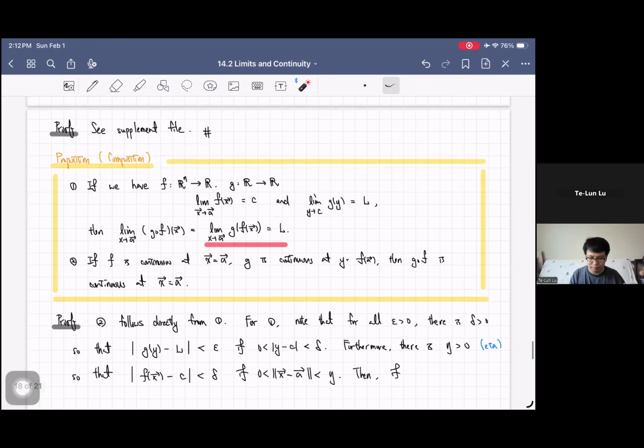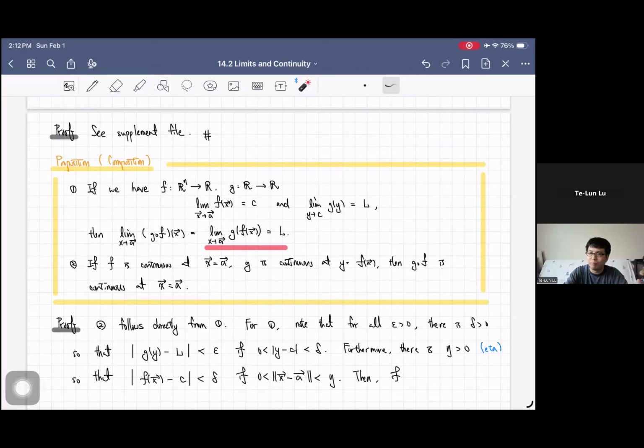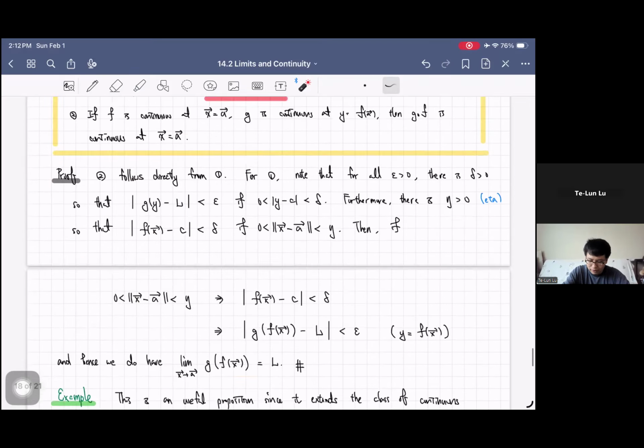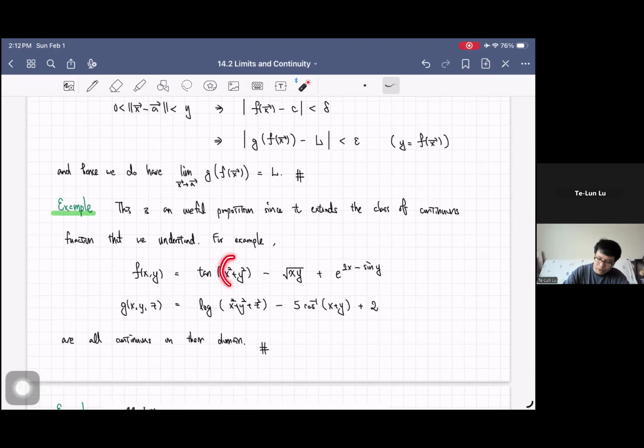So why is this useful? As I mentioned before, we know that multivariate polynomials, say x squared plus y squared, x squared minus xyz, those are continuous functions, right? However, you cannot generalize tangent, log, exponential, those things into a multi-dimensional version. However, we can do a composition, right? For instance, we know that x squared, y squared, xy, 2x and sine y, those are all in themselves continuous functions. And now we can apply different one-dimensional functions to that.